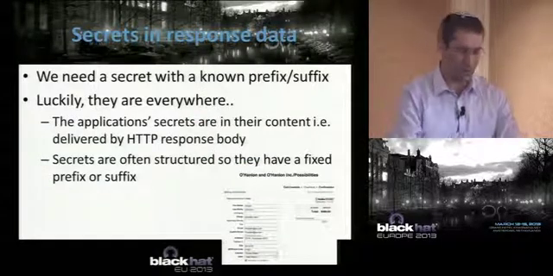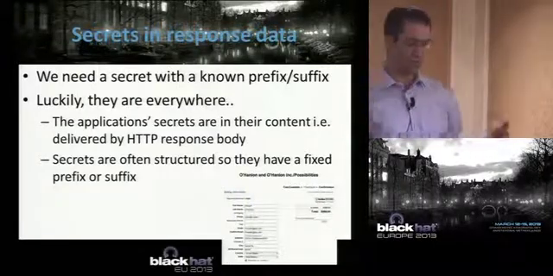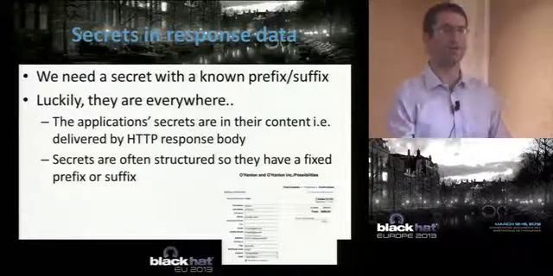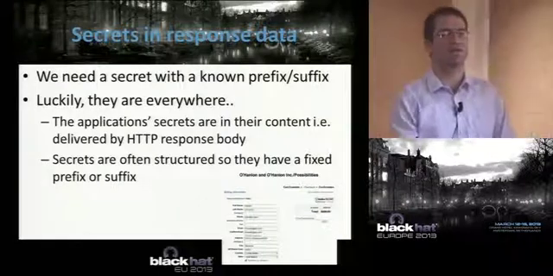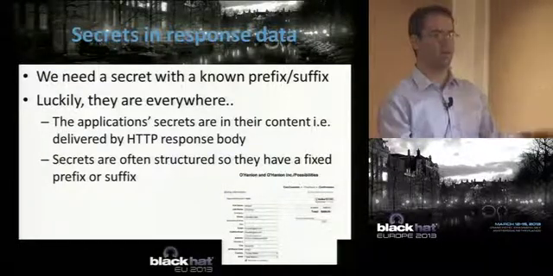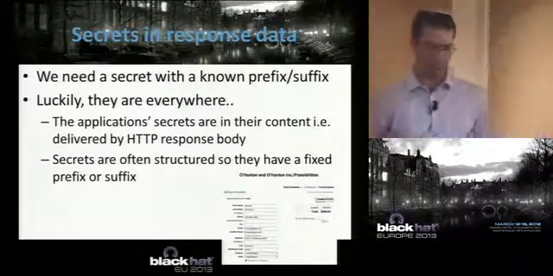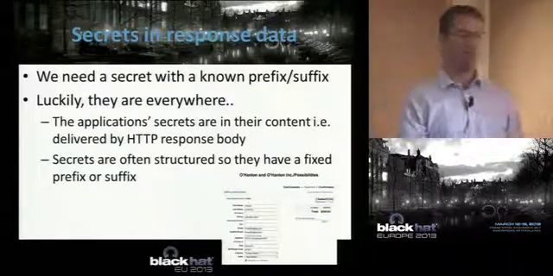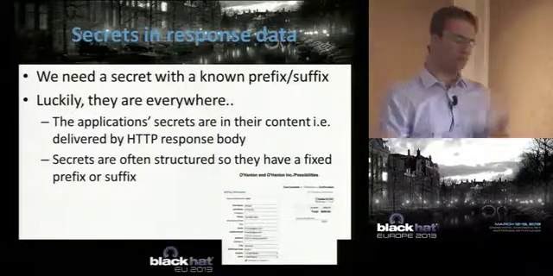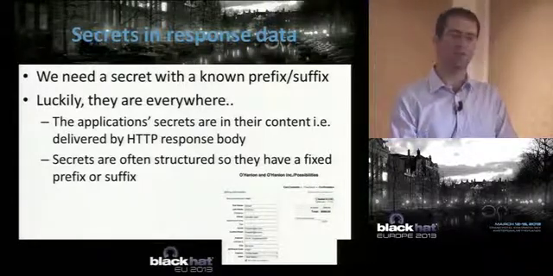First, secrets in response data. We need a secret with a known prefix or suffix, but luckily they are everywhere, because application secrets are in the content. That's the reason why applications are under SSL and encryption. All your secret data is transferred under SSL, like your bank account, whatever is over SSL. So there are a lot of secrets in HTTP responses, and secrets are often structured, so they have a fixed prefix or suffix, as this example shows. It would say phone number, followed by your phone number, or your bank balance is, followed by your bank balance. Although this is application specific, it's not uncommon, and you will find structured secrets everywhere.